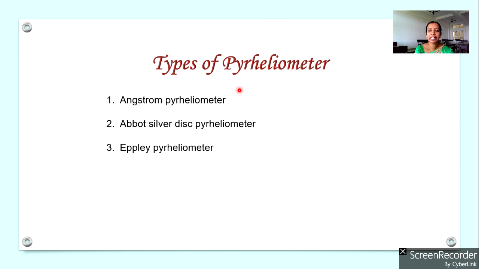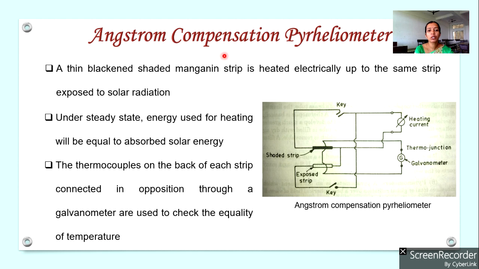And different types of pyrheliometers are Angstrom Pyrheliometer, Abbot silver disc pyrheliometer, and Eppley Pyrheliometer. So first let us see the Angstrom compensation pyrheliometer. So this is the schematic diagram of Angstrom compensation pyrheliometer. There will be 2 manganese strips. One of them will be blackened and shaded, in that it is prevented from sunlight, and the other strip will be exposed to sunlight. So both these strips are connected to 2 thermocouples which are connected to each other in opposition.